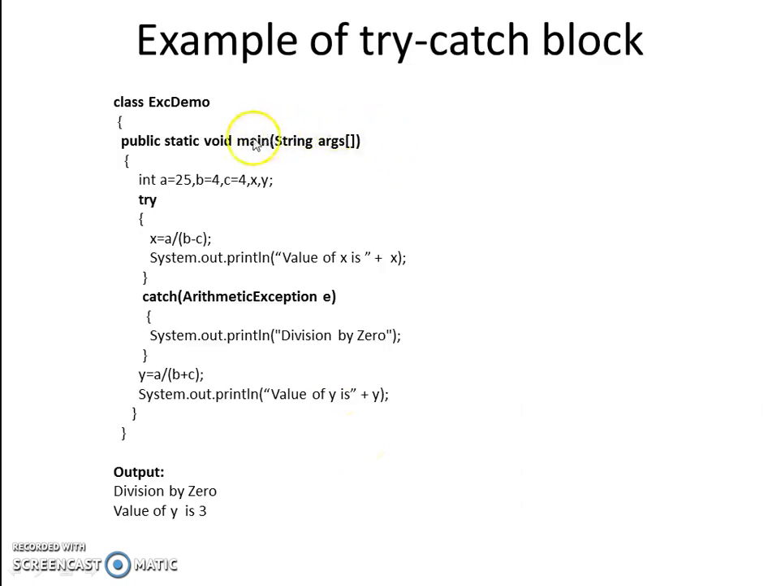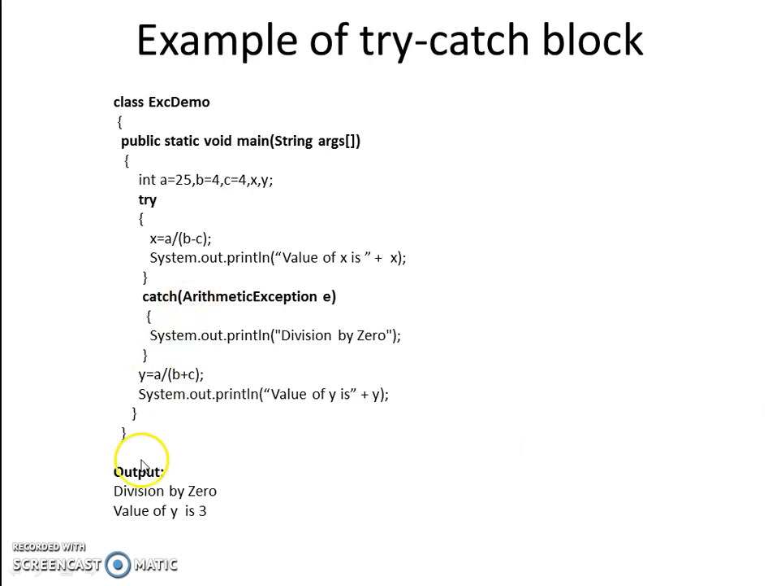Now the same program, if we implement using try-catch block, here we have put the statement which may cause the exception inside the try block, as well as the statement which is dependent on this statement within the try block. So now when an exception occurs in this statement, it will be handled by this catch block. Then after that, the normal sequence of the program will continue.